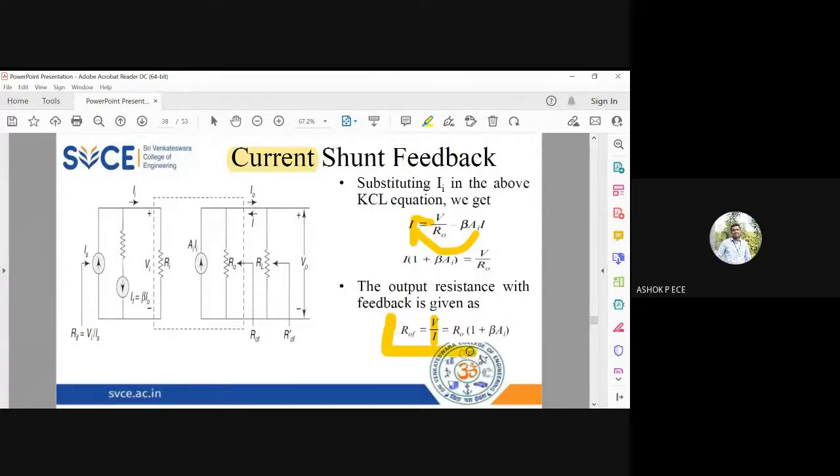So R0F equal to R0 into 1 plus beta AI. So the output resistance is increasing here because R0 is multiplied by 1 plus beta into AI. The output resistance is increasing.